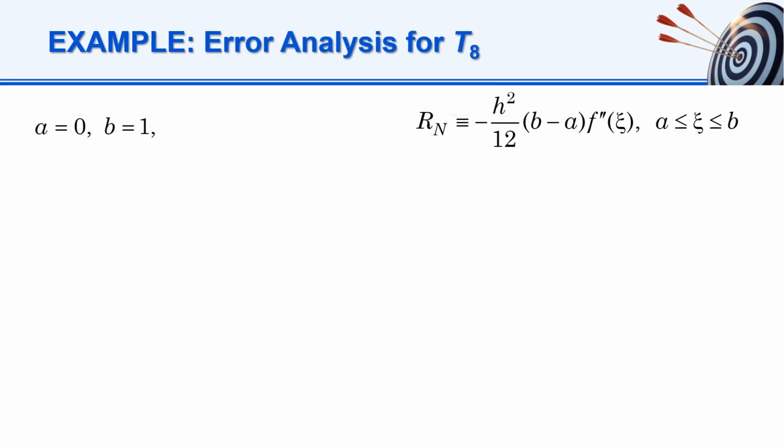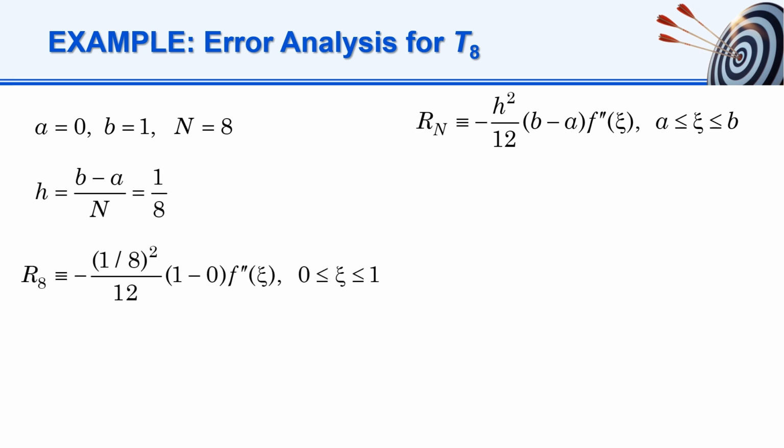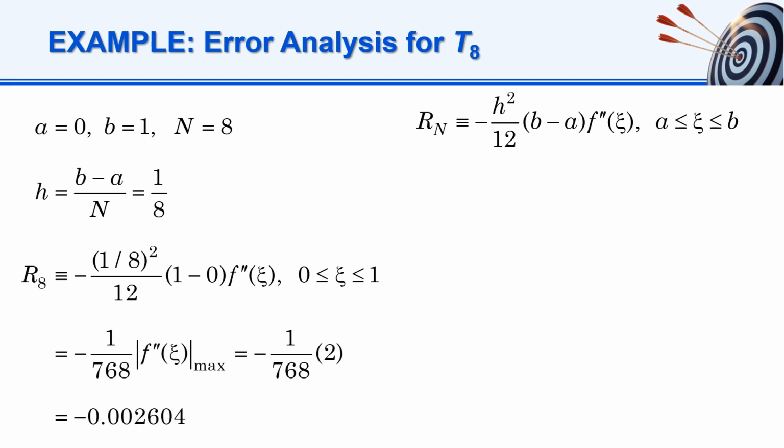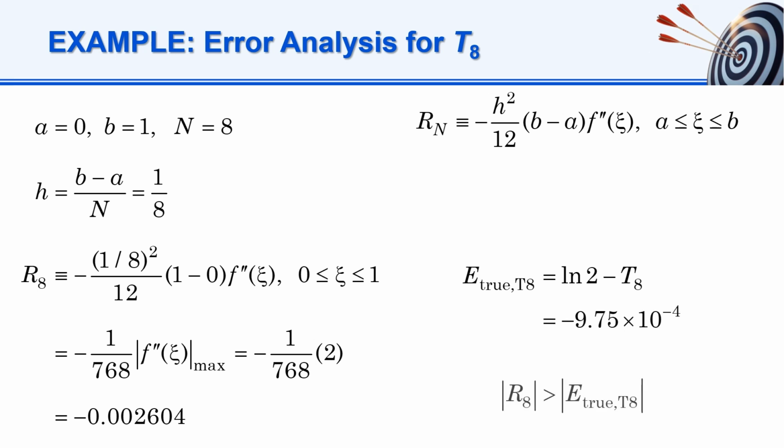Recall that we needed the maximum magnitude of the second derivative, which was 2, to estimate the upper bound of error for T4. When we make use of this value, we find the upper bound of error to be minus 0.002604, which leads to the true error for T8 as minus 9.75 times 10 to the minus 4, as it should. R8 is larger than the true error.